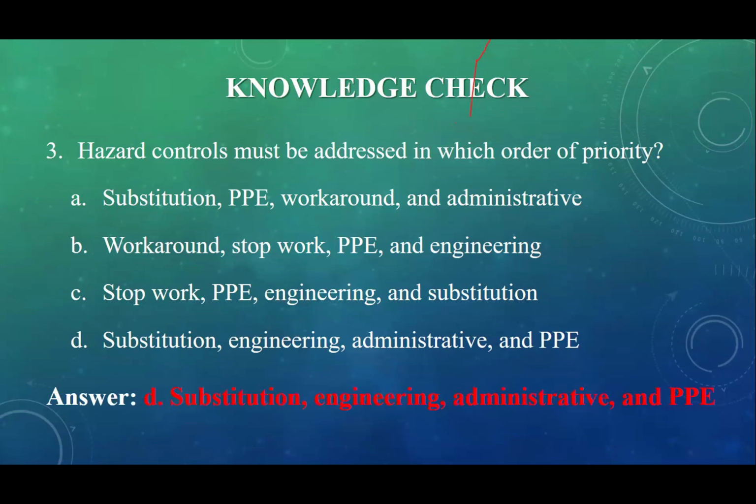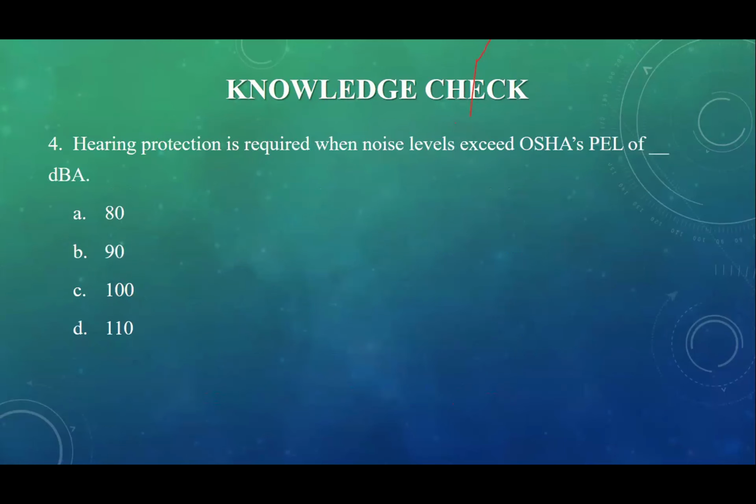The fourth one is, hearing protection is required when noise level exceeds OSHA's scale of dash dBA decibels. 80. Option A. It was 85, and close to 85 is 90. Yes, 85 decibel, exactly.